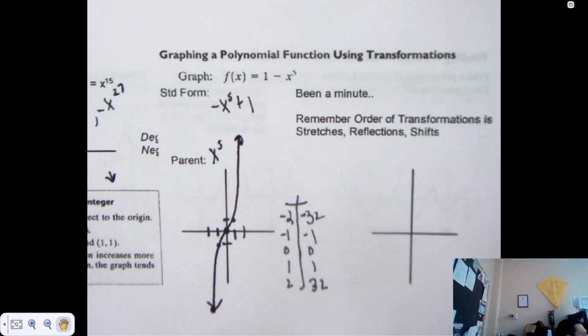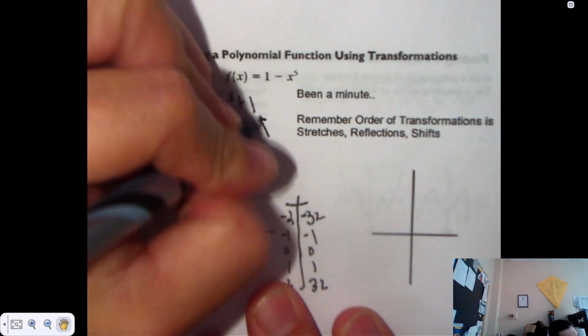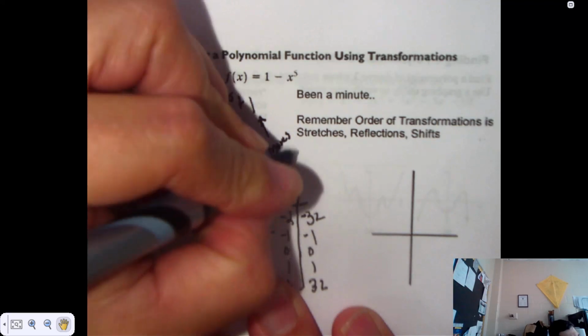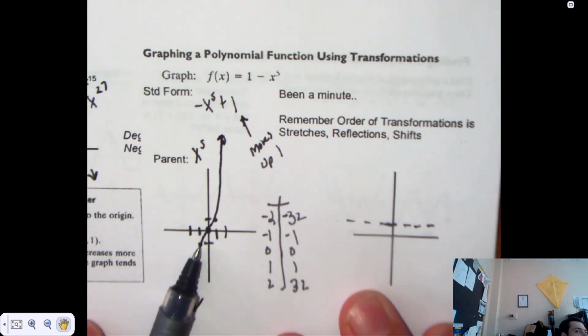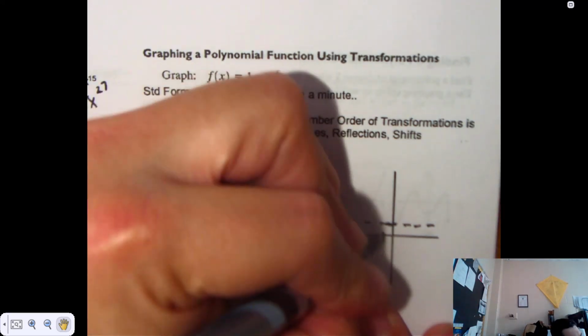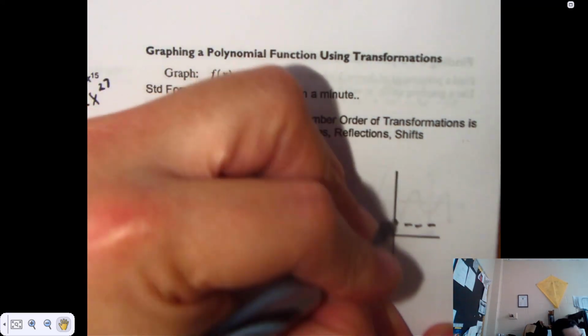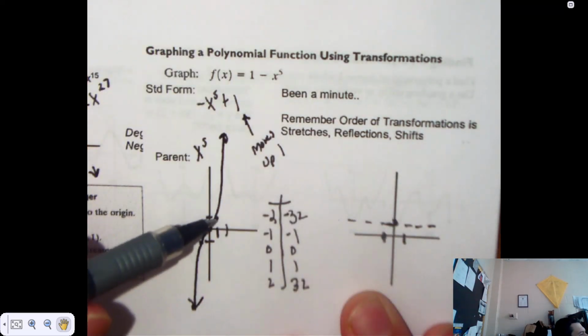What's that plus 1 do? Yeah, this moves it up 1. What I like to do is I like to move the entire x-axis up 1. Then I would just take my 3 key points and I'd move them all up 1. Like this guy right here, the guy that was at negative 1, negative 1. Where is he now? Negative 1, 0. The origin got moved up 1. There was a point at 1, 1. Where is it now? 1, 2.